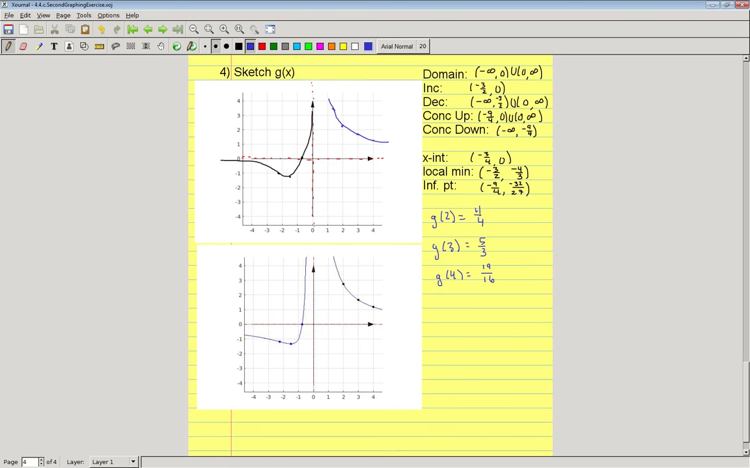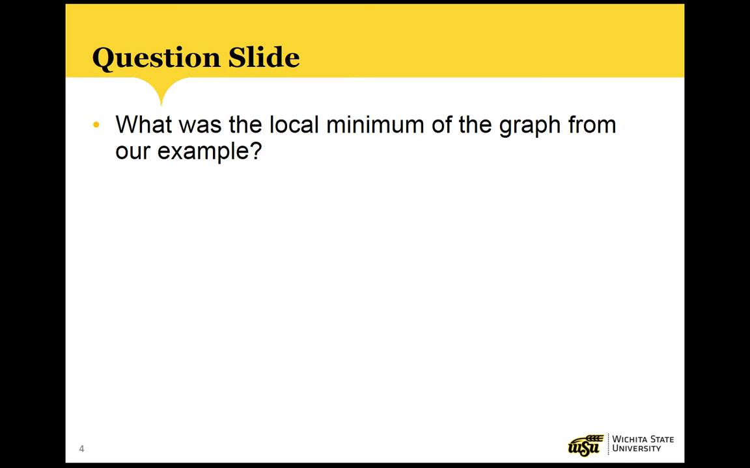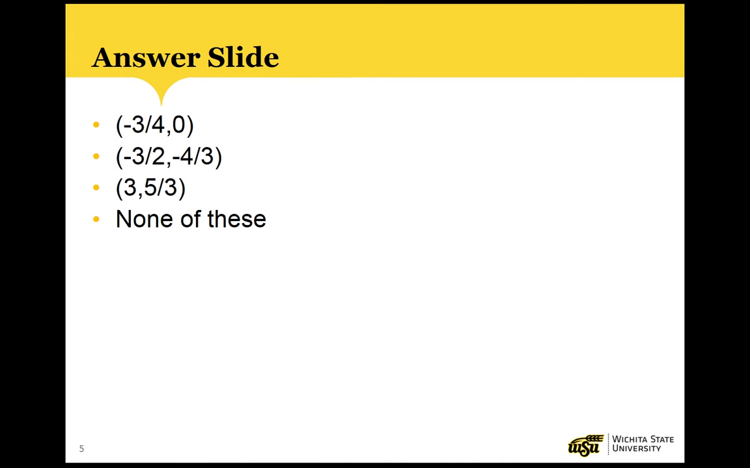All right, now it's time for our question. What was the local minimum of the graph from our example? Was it negative 3/4, 0, negative 3/2, negative 4/3, or none of these?